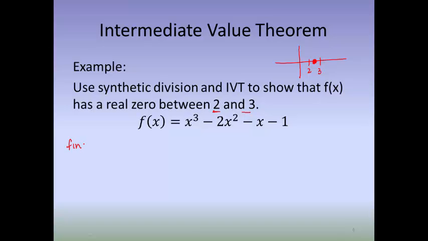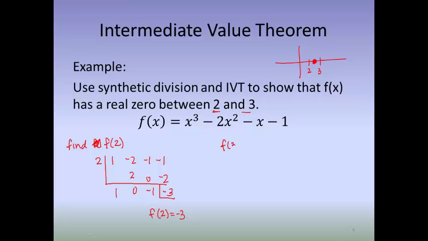So I'm going to find f of 2 by using synthetic substitution. 1, negative 2, negative 1, negative 1. We get 1, 2, 0, 0, negative 1, negative 2, negative 3. Now, I didn't expect this to come out to be a 0 because I'm not looking to see if 2 is a 0. I'm looking to see if there's a 0 between 2 and 3. So it's okay that this came out to be a negative 3 and not a 0. So we would say that f of 2 equals negative 3. Now let's test f of 3.